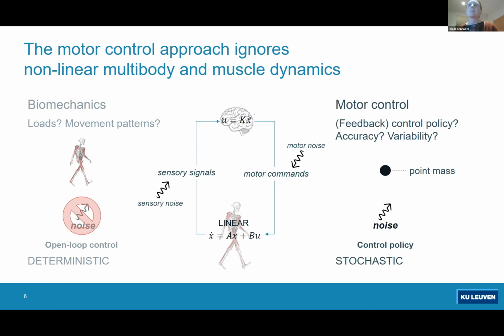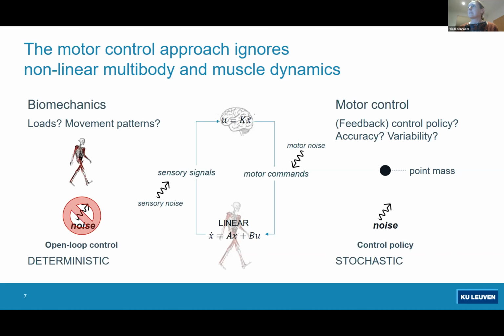Musculoskeletal dynamics are typically simplified. Often few degrees of freedom are considered and dynamic equations are linearized. Sometimes the musculoskeletal system is even represented by a point mass. But physiological noise is accounted for, resulting in stochastic optimal control problems that yield control policies. And in general, these control policies are a combination of feed-forward and feedback signals.